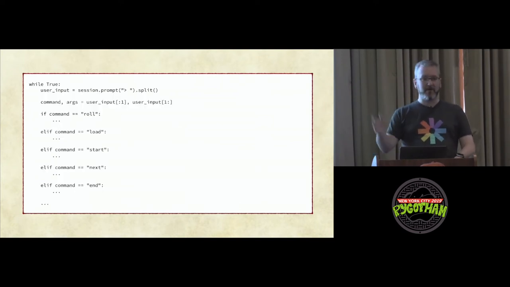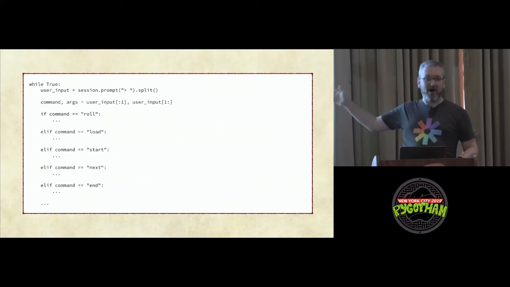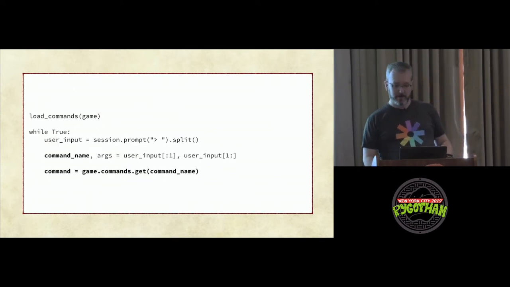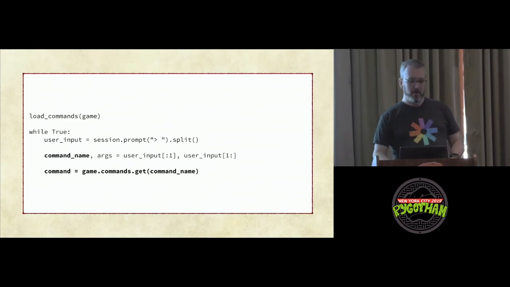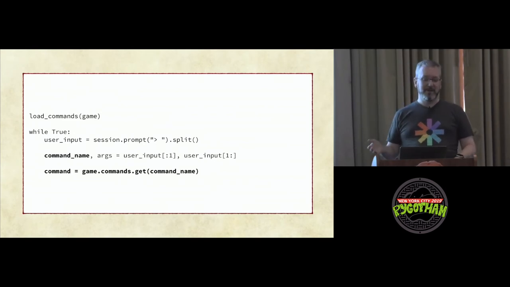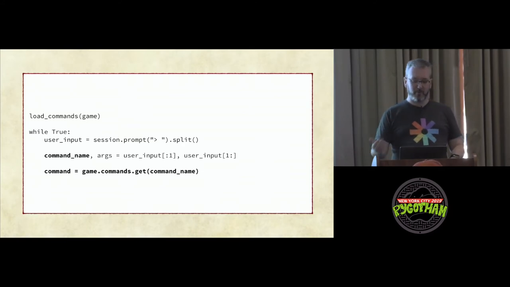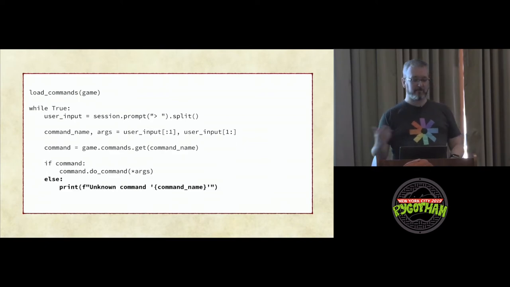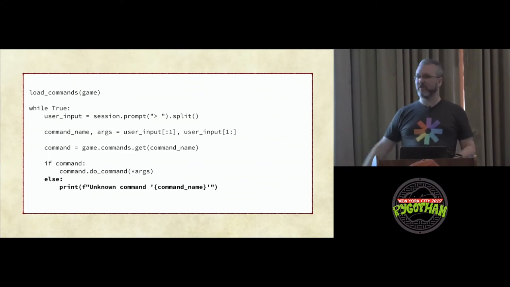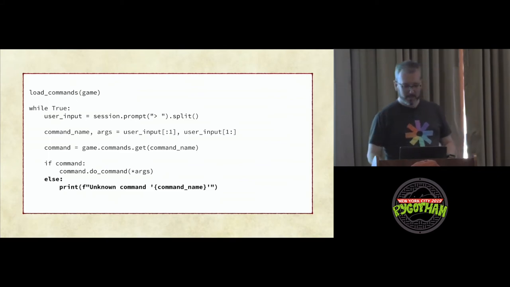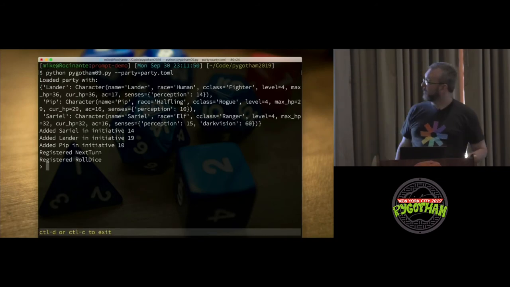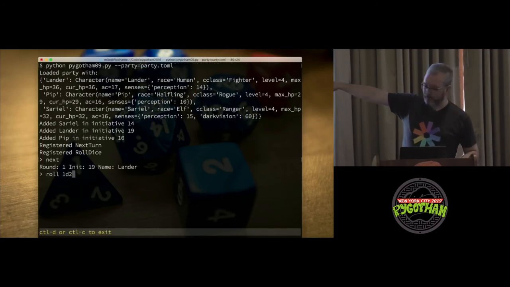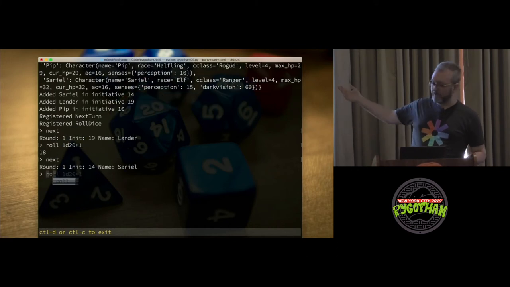So now we can clean up all that ungainly dispatching by throwing almost all of this away. So we want to make sure our commands are loaded. Oops. And then we'll get the command name from the user input and use that to look up the command class that we want, or the command object that we want to use. If we find one, we go ahead and run it. Otherwise, we just complain to the user that we don't know that command. So all of that if, elif, elif, elif garbage gone, and we just have this nice tidy package. So let's see how that works. So we can see it registered our next turn and our roll dice commands, and everything still works. Sweet.